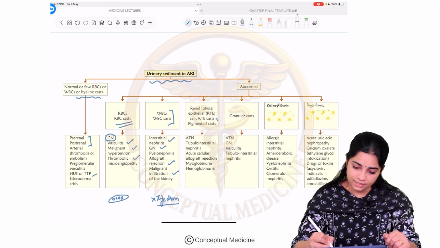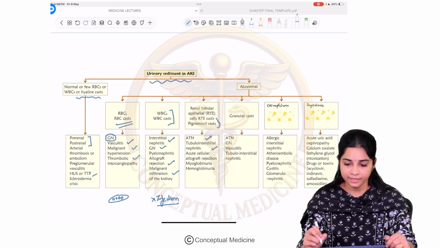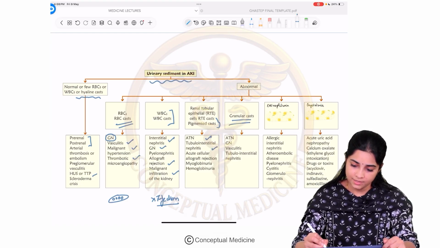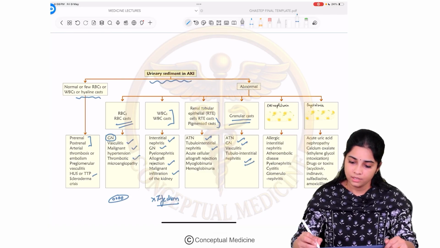Then, let us see epithelial casts, which is seen in acute tubular necrosis or ATIN. Granular casts can be seen in ATN, glomerulonephritis or tubulointerstitial diseases.